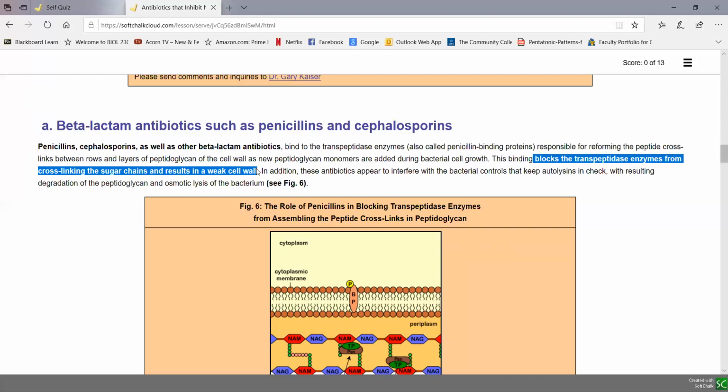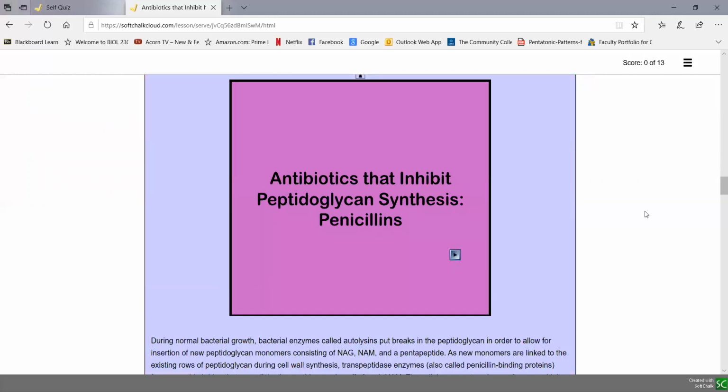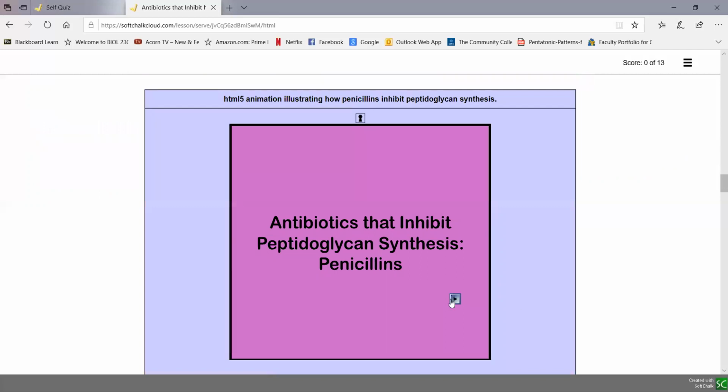Of course, the bacteria have to be actively dividing for these to work. If the bacteria aren't dividing, they aren't making cell wall, and the antibiotic has no effect until they start dividing again. And so we showed you an animation on that, but let's take a look at that again.